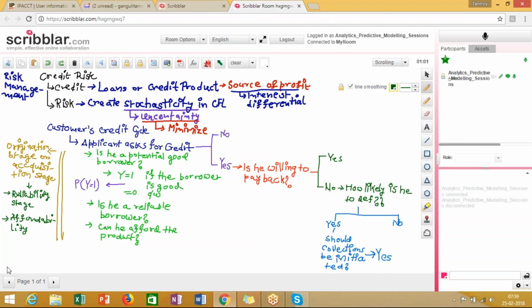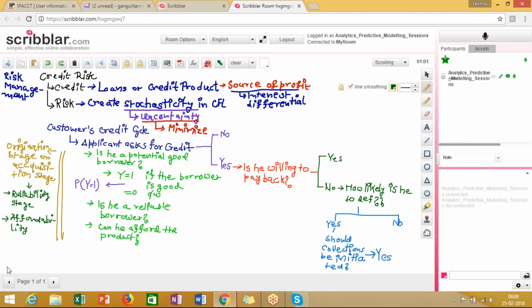So what you see is that the objective for the bank is to estimate the probability that the borrower would be a good borrower or a bad borrower. Based on that, we need to identify the key risk drivers which can help us assess the reliability and the affordability of the borrower for the product.